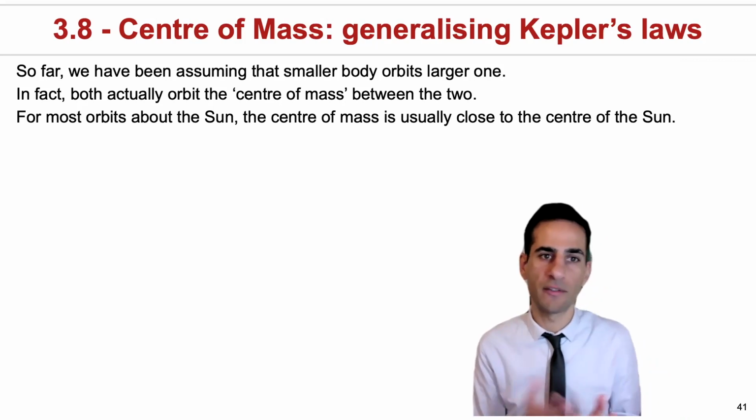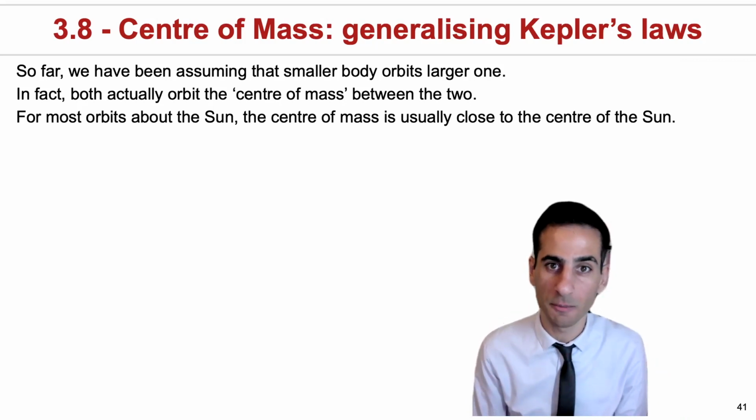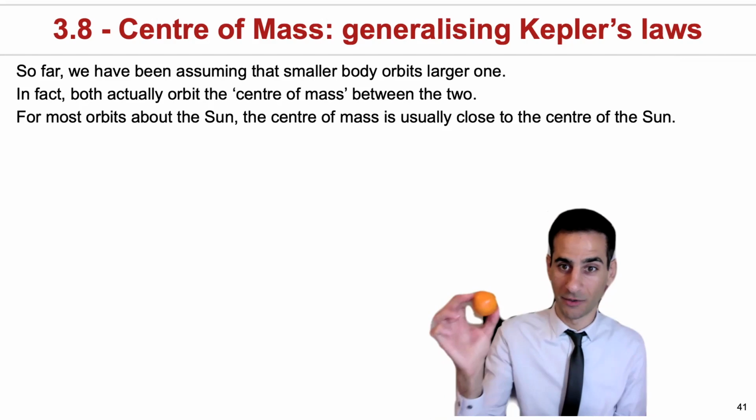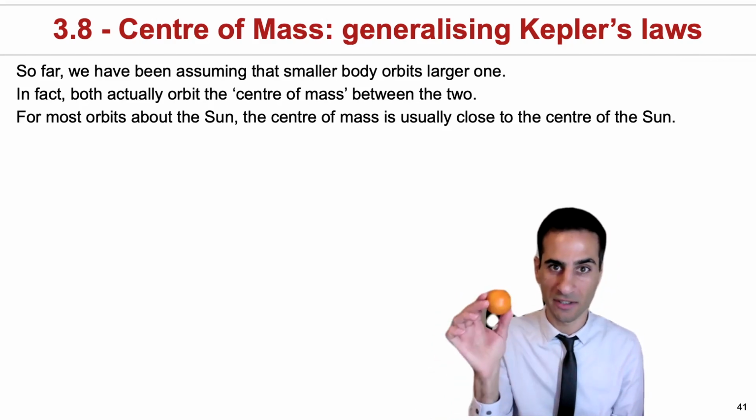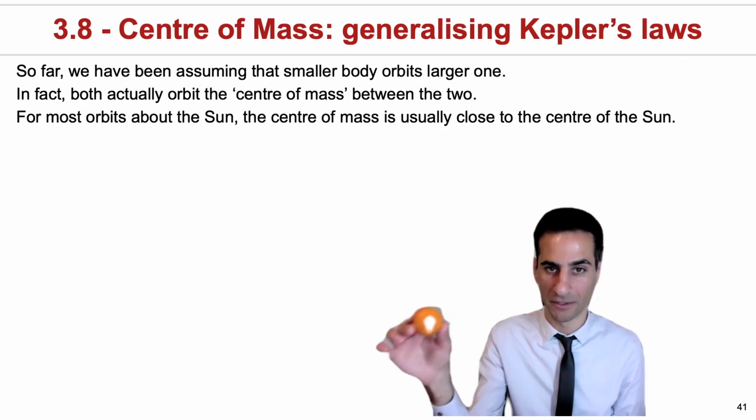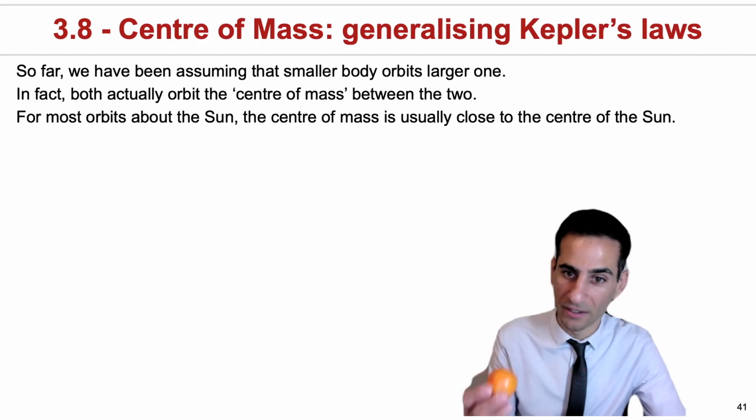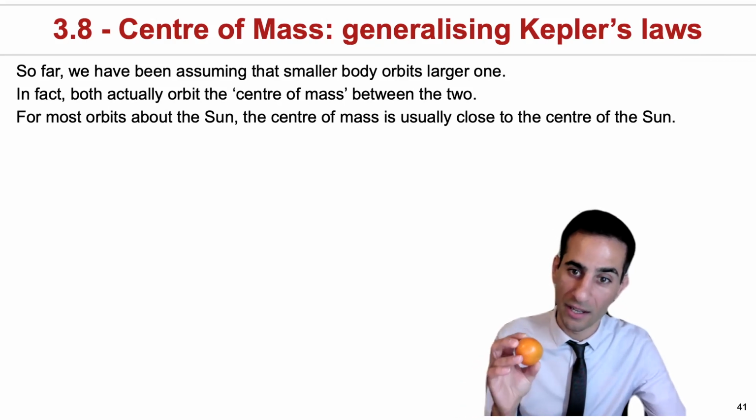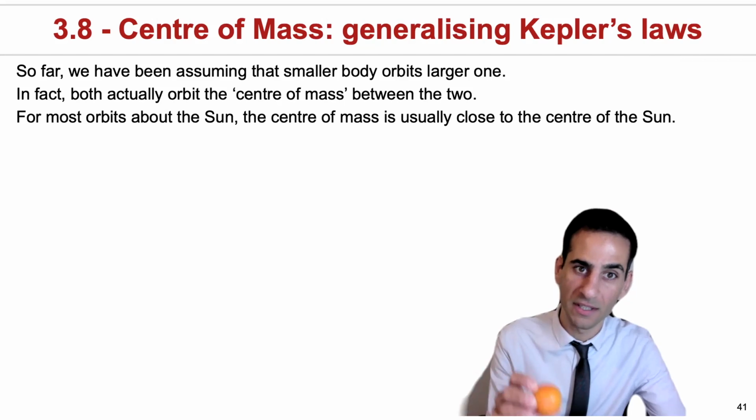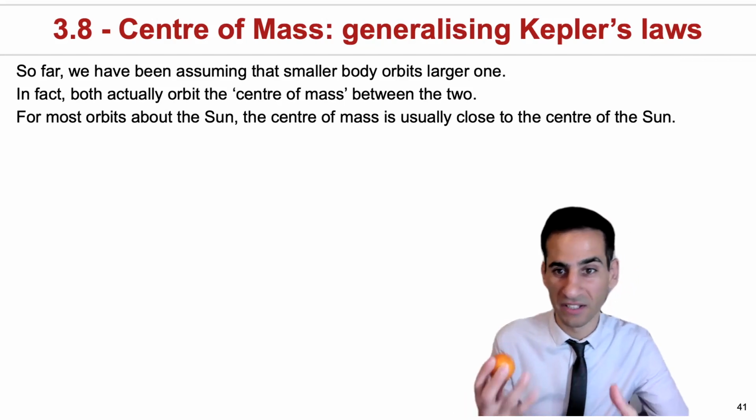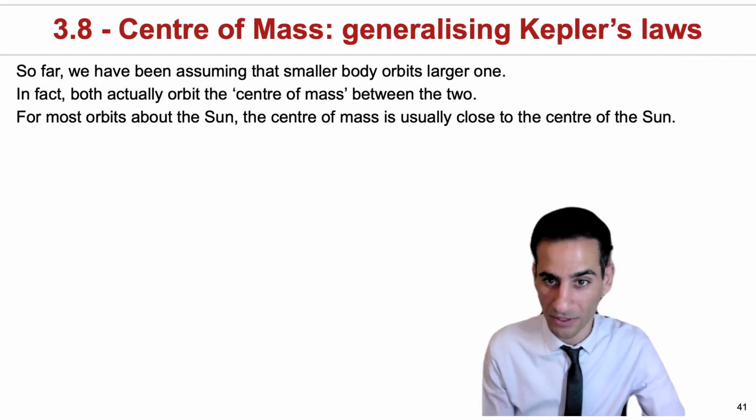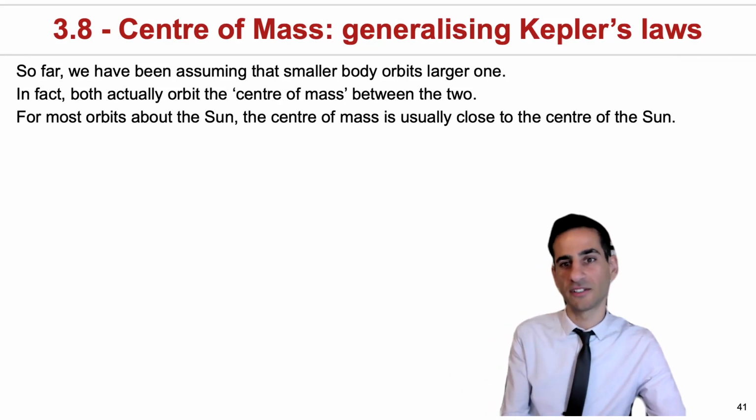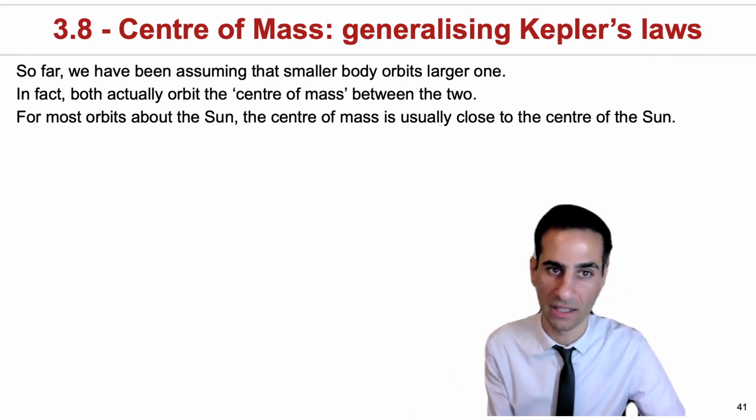Now, so far we have been assuming that a smaller body, like an orange, is orbiting a much larger one, like the Earth. But in fact, the Earth is also sort of orbiting the orange, or more specifically, both the orange and the Earth are orbiting their common center of mass. Because the Earth is so much more massive than this orange, the common center of mass is pretty much the Earth's core, but it's not exactly.